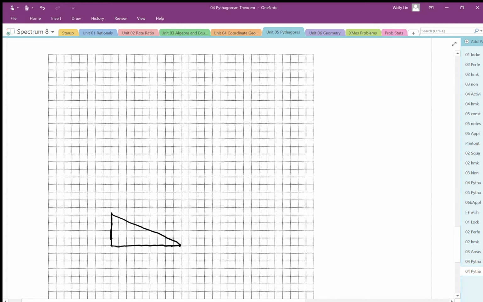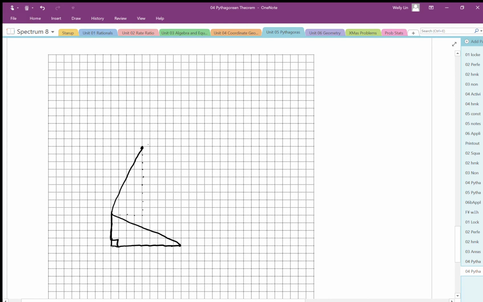So there's my right triangle. I'm going to use that 4 and 9. So I count 1, 2, 3, 4, and then 1, 2, 3, 4, 5, 6, 7, 8, 9 to get the corner. Be very careful of how you count up the coordinates to get the corner. We're going to switch to X and Y. Make sure you count accurately. So I'm using 4 and 9 to get the corner.